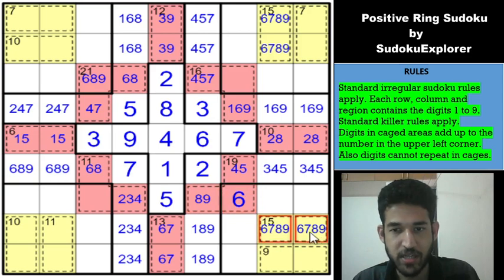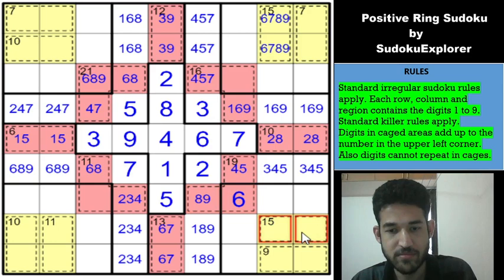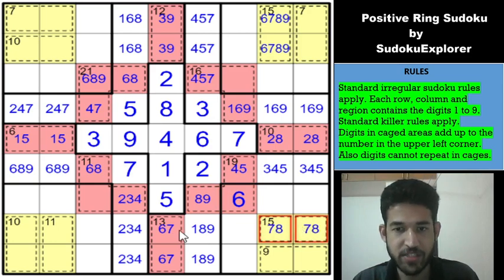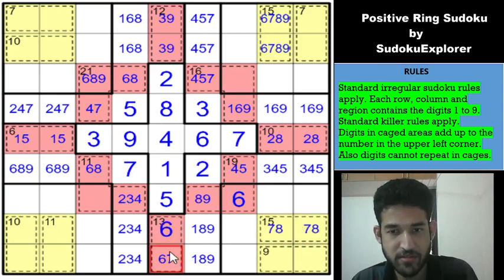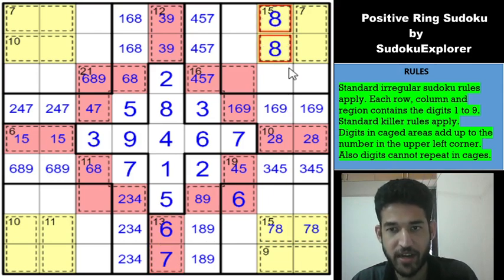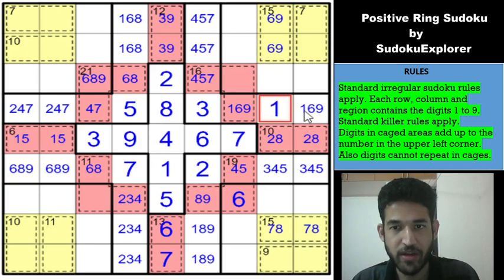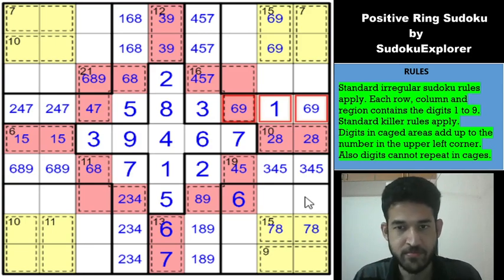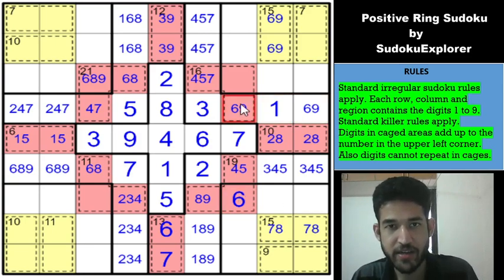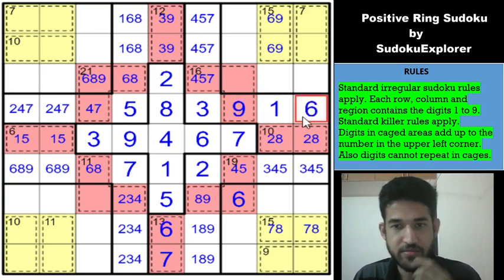This has to be 6, which means that this is not a 6, this would be 7, 8. The 15 kg, which means that this would be 6 and 7, and which means this would be 6 and 9. Okay, and now this has to be 1. These two cells are not a 1, there is going to be 6 and 9. And this 6 gives a 9 here and a 6 here.